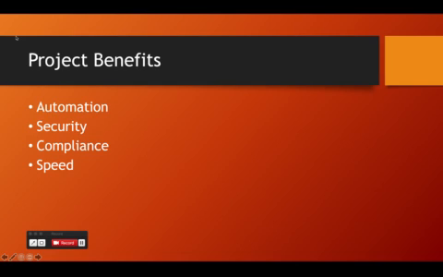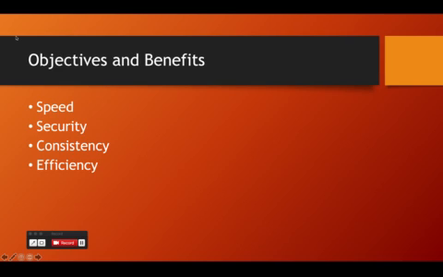And lastly is speed. Obviously, having a script do it for you instead of having to type in each command manually is going to save you a lot of time, and it also allows you to work on more than one machine at a time. You can simply start the script on one machine and then move to the next machine as you need to implement the STIGs. So the objectives and mostly the benefits of this are speed, as we've talked about, security, consistency, and efficiency.